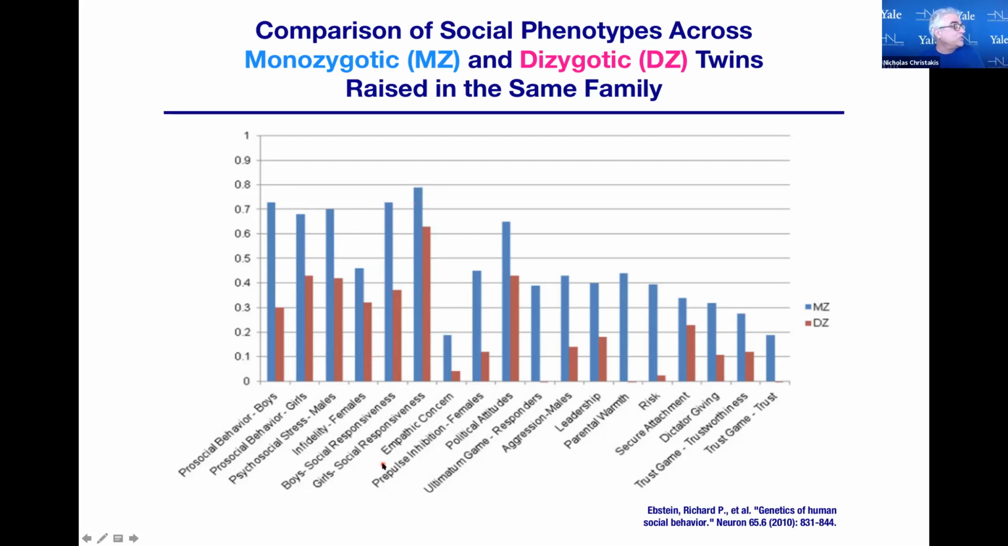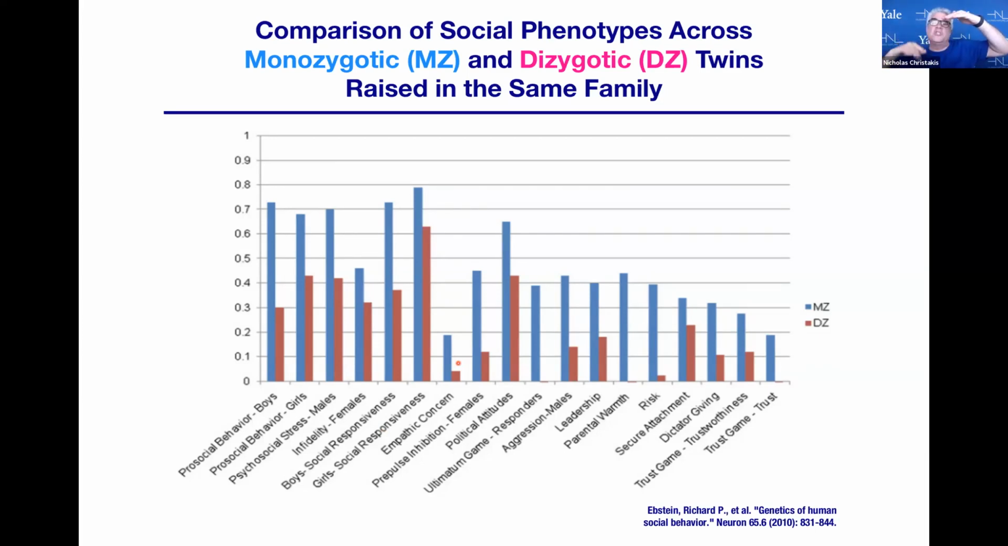Things that are more similar, such as in girls' social responsiveness, where there's little difference between the blue and the red line, mean that it's not driven very much by genes. And when there's a lot of difference, it means it's being driven a lot by genes. Because if monozygotic twins and dizygotic twins within the couplets are similar to each other, it probably has to do with the environment.